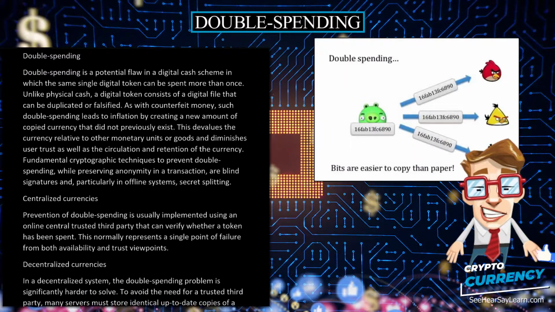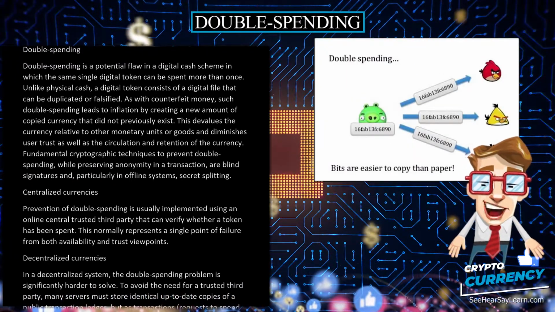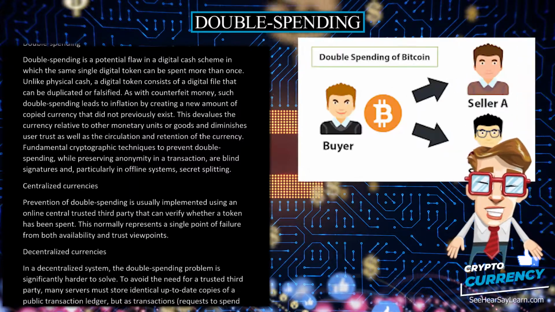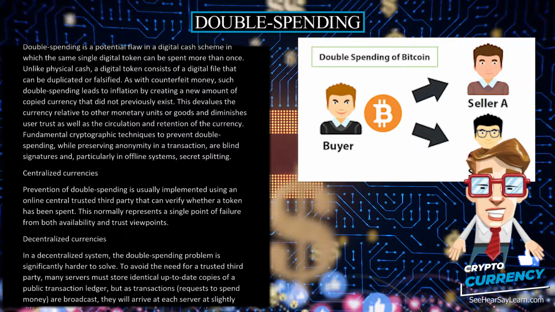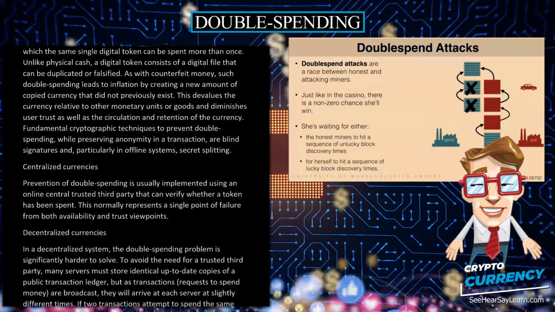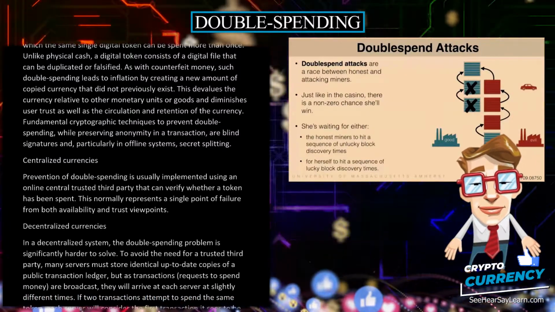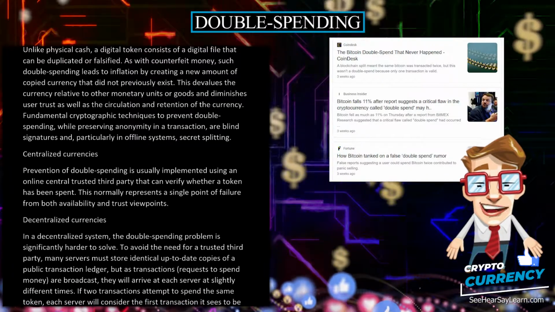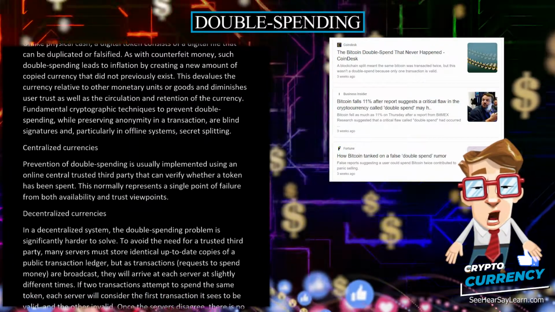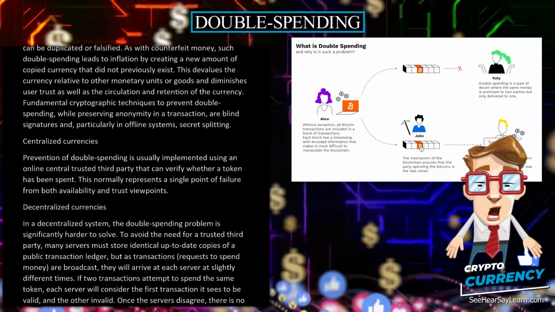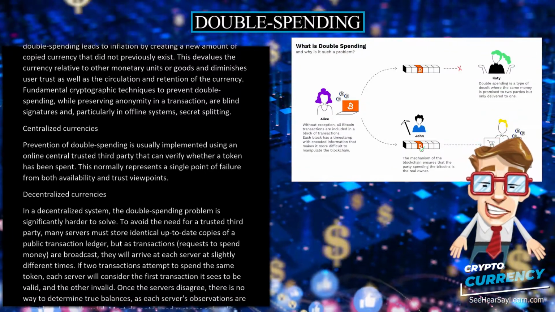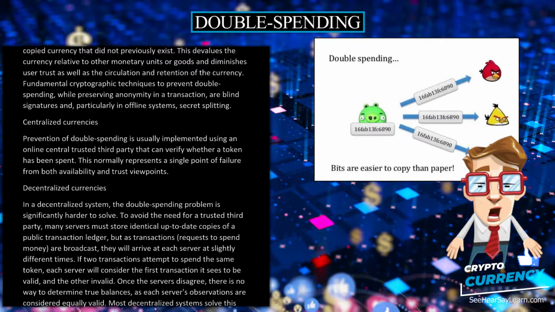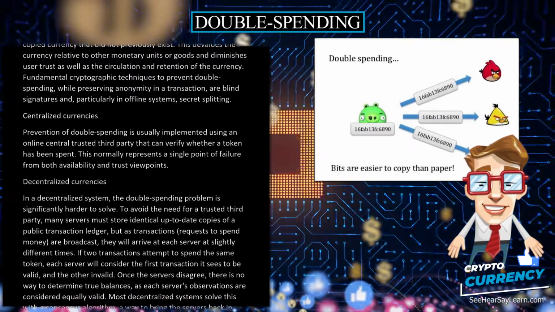Fundamental cryptographic techniques to prevent double spending, while preserving anonymity in a transaction, are blind signatures and, particularly in offline systems, secret splitting. Centralized currencies. Prevention of double spending is usually implemented using an online central trusted third party that can verify whether a token has been spent. This normally represents a single point of failure from both availability and trust viewpoints.